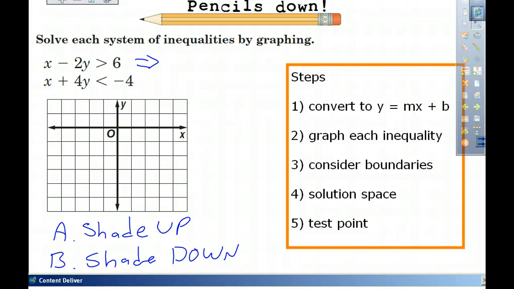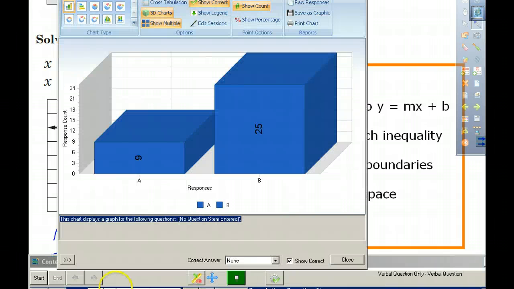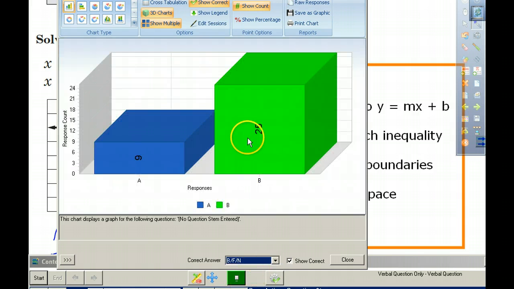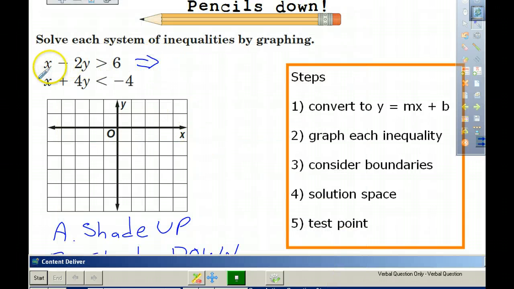Did you get an answer in? So 25 people want to shade down. 5 people want to shade up. Let's see. What is it? So first use what?